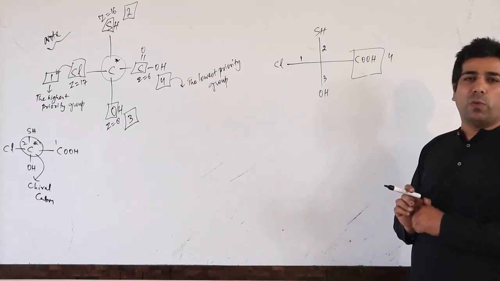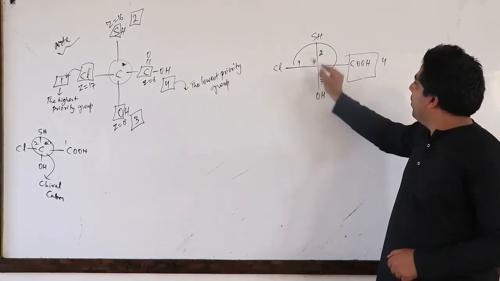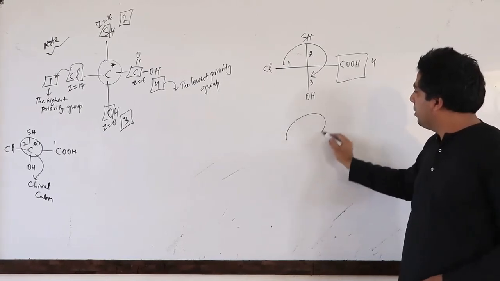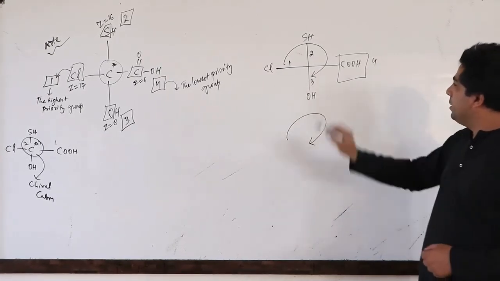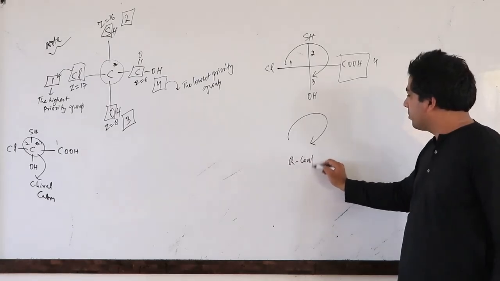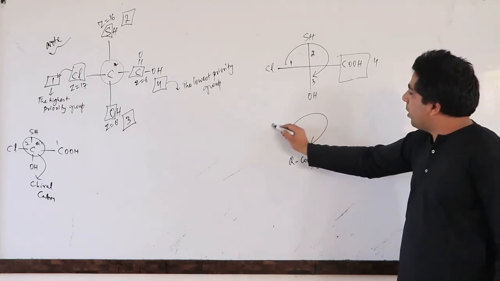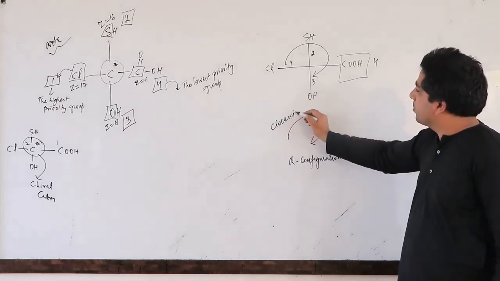Forget about it. This is the lowest priority, it's 4. We have to move from 1 to 3. So let's move from 1 to 3. When you move from 1 to 3, have a look. This is clockwise. So you are getting here R configuration. R configuration basically means it's a clockwise configuration.